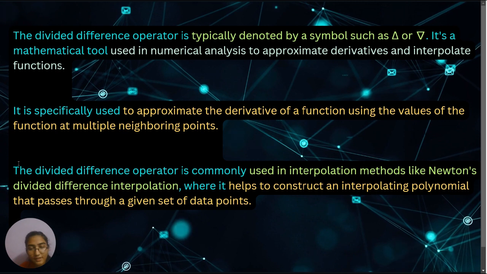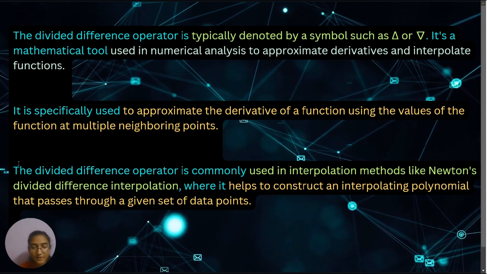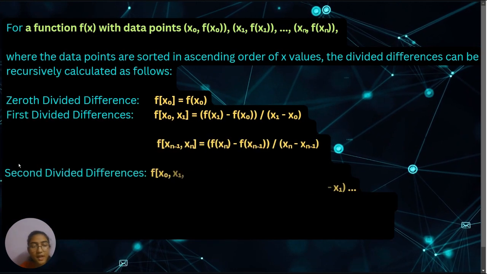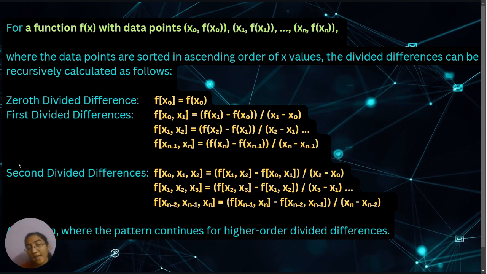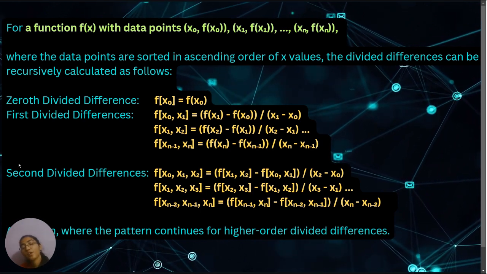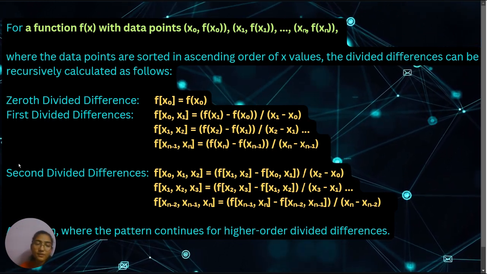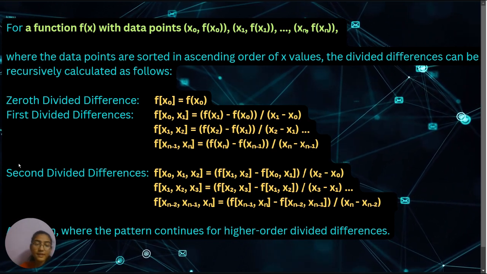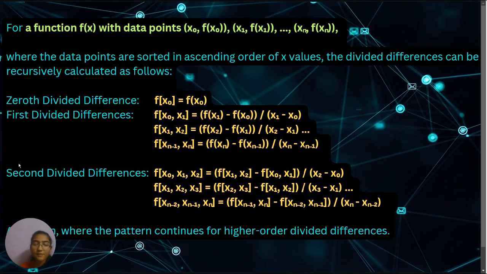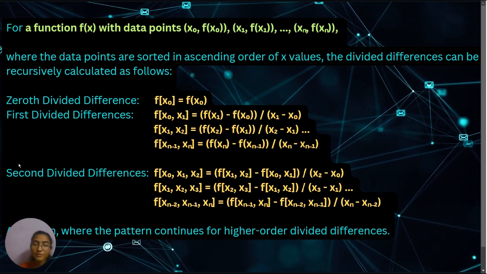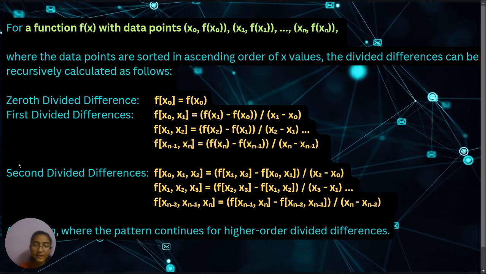So basically what it does, it constructs the interpolating polynomial that passes through the given set of data points. So this is basically its work. For the function f(x) with the data points x0, f(x0), x1, f(x1), up to xn, f(xn), these are the data points sorted in ascending order of x, and the divided differences can be recursively calculated as: zeroth divided difference f[x0] is equal to f(x0). First divided difference for x0 and x1 will be f(x1) minus f(x0) divided by x1 minus x0. f[x1, x2] will be equal to f(x2) minus f(x1) divided by x2 minus x1, and so on.